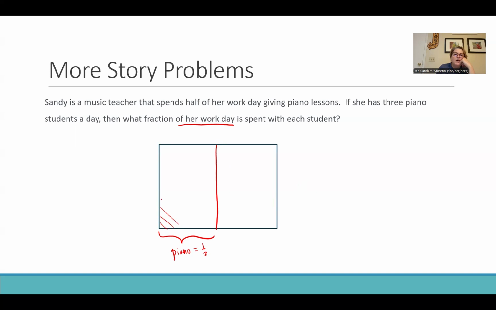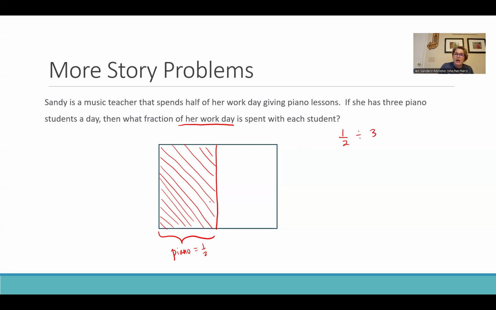I don't know what she does with the other half. Maybe clarinet. So there we go. There's her piano for half of the day. Now she's got 3 students that are gonna share that time. So we are going to cut this into 3. So we have a half divided by 3.